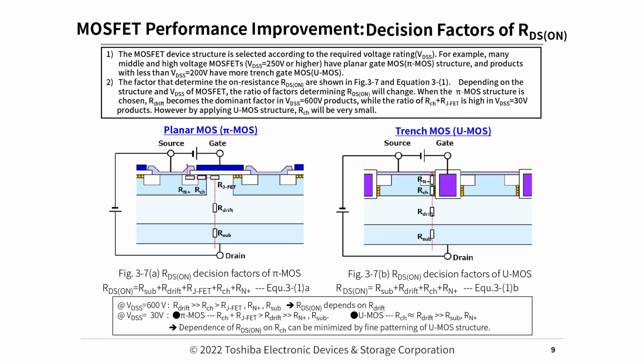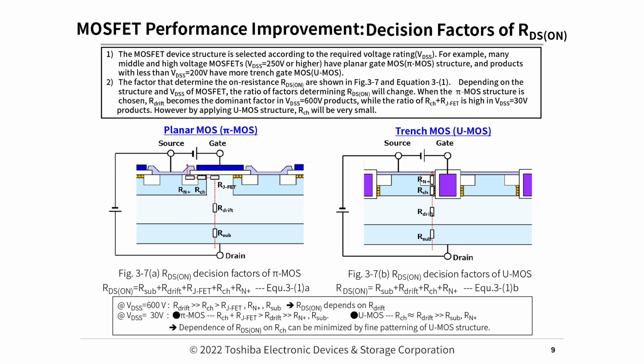MOSFET performance improvement, decision factors of RDS(ON). 1. The MOSFET device structure is selected according to the required voltage rating, VDSS. For example, many middle and high voltage MOSFETs, VDSS equal 250 volt or higher, have planar gate MOS, poly MOS, structure, and products with less than VDSS equal 200 volt have more trench gate MOS, UMOS.